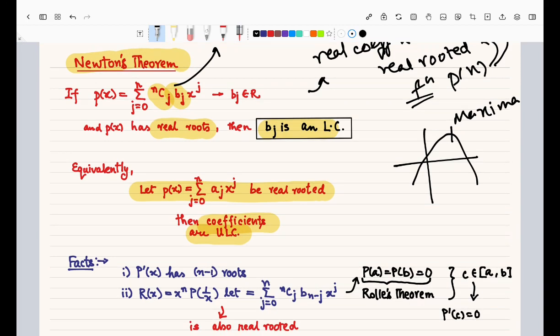Now, do we need to prove this statement, right? We will prove this statement, that is, if p of x can be represented as follows, and p of x is a real rooted function, then the coefficients are an ultra log concave sequence, right? Now what you do is you try to understand the value of p dash x, right? You know Rolle's theorem, right? Rolle's theorem.